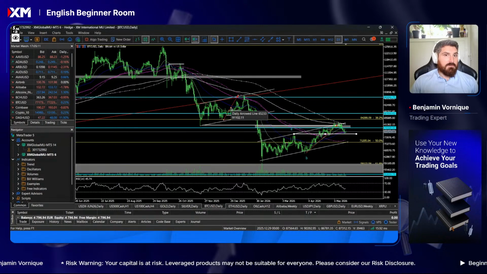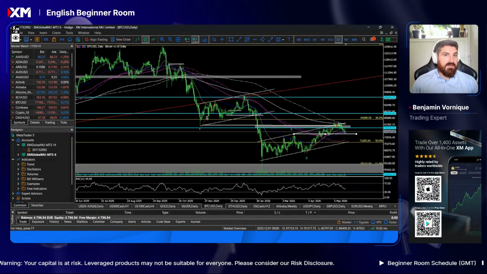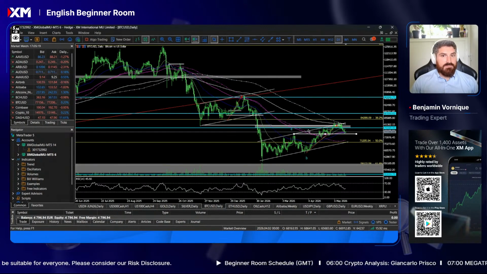Because for example, here it also was an ABC, wave A here equal wave C here. So we have wave equality also.